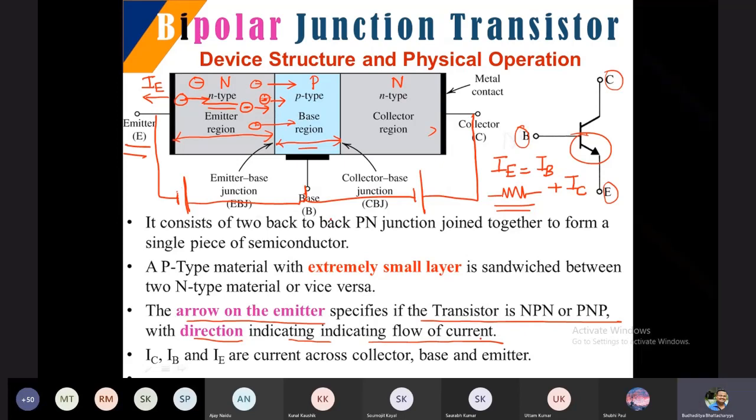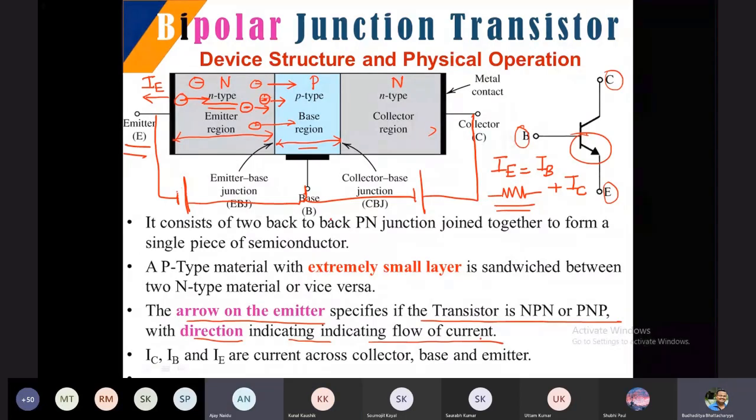Am I clear with this? This is fine. Arrowhead. Why the symbol? What is the significance of the symbol? No answer means you are not with me at this point. Is it fine? Yes, sir. Yes, sir. Okay, one question.